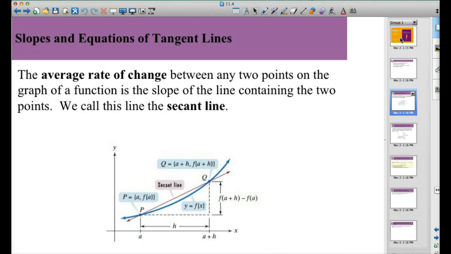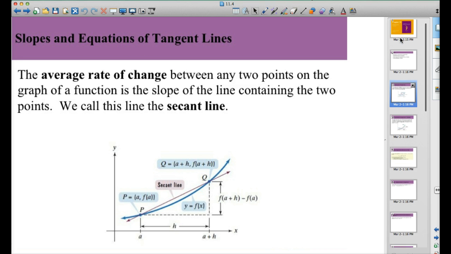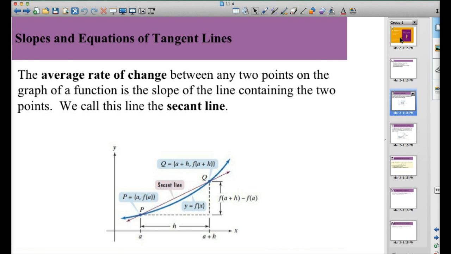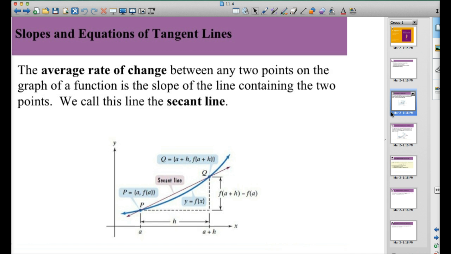The average rate of change between any 2 points of a graph of a function is the slope of the line containing the 2 points. It's called the secant line. So here's the slope between 2 points. It's just a secant line. Following the same way as before, change of y over change of x.